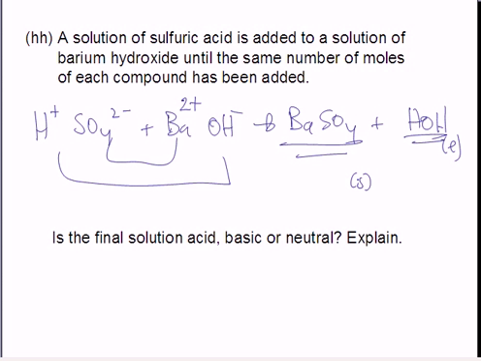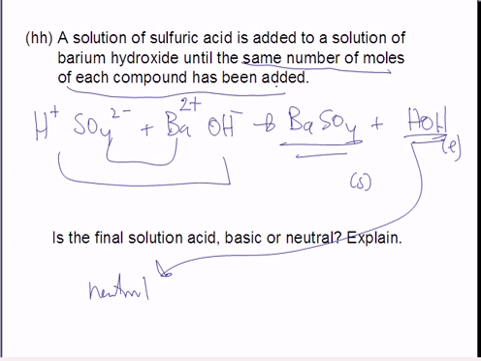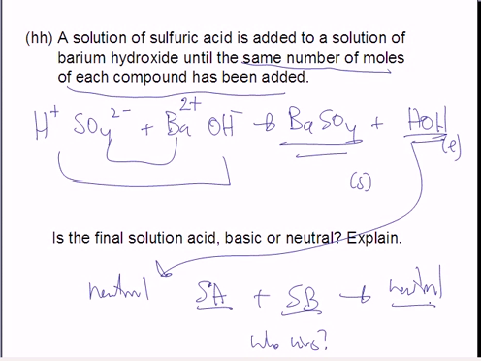Is the final solution acidic, basic, or neutral? In this case, the answer is going to be neutral. Okay, you do form H2O, and they also told you that the same number of moles of each compound has been added. You're adding a strong base to a strong acid, and that yields a neutral solution. Again, strong acid plus strong base. Who wins? Nobody wins. Okay, it's going to be neutral. No one was stronger. In that initial case, when the acetic acid was added to the sodium hydroxide, the strong base won. But in this case, strong acids and strong bases lead to neutral solutions.